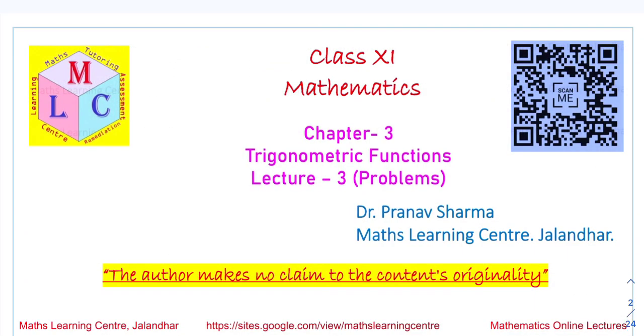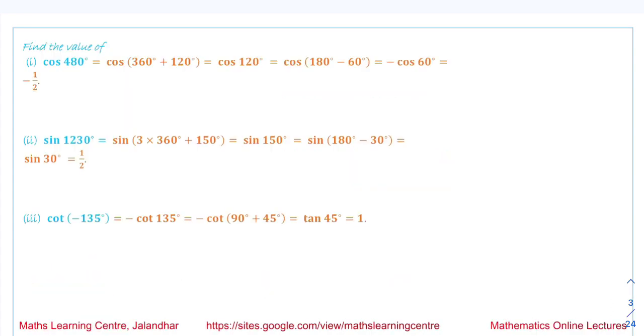We are going to start now the next lecture of class 11th mathematics, chapter 3 trigonometric functions. This lecture is basically the extension of our lecture 3, in which we have done the formulas related to the angles. When the sum of the angles is given, we are going to solve certain problems based upon those formulas. Now the first question we have is, find the value of cos 480 degrees.